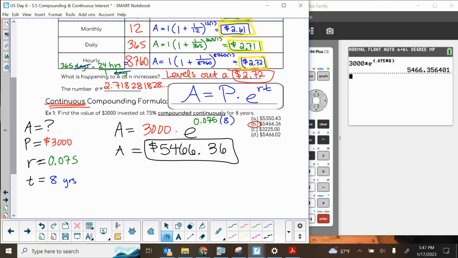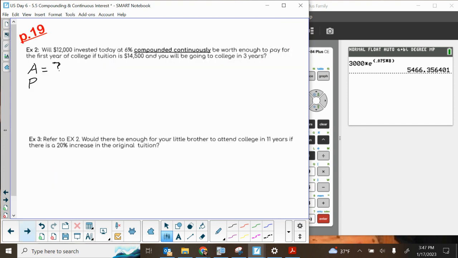Okay, I think example 2 is on the next page. All right, so for example 2, this one's a little confusing because it gives you everything. So it says, will $12,000 invested today at this percent compounded continuously be worth enough to pay for the first year of college if tuition is $14,500? So although it gives you the A and the P, we're going to say what is A, and then we'll compare that to the $14,500.